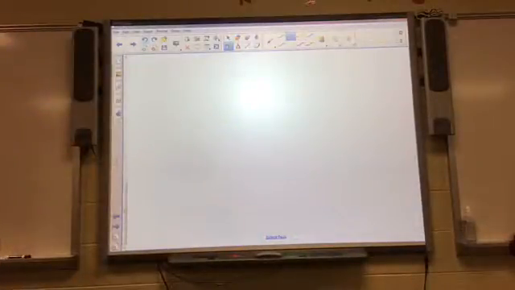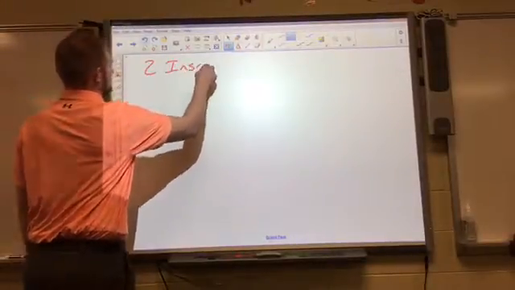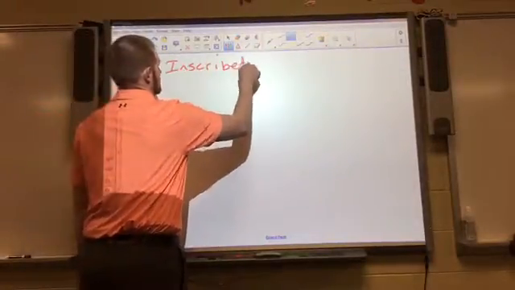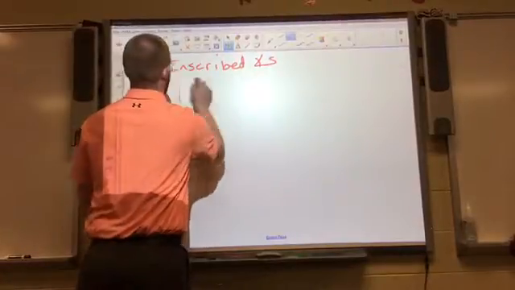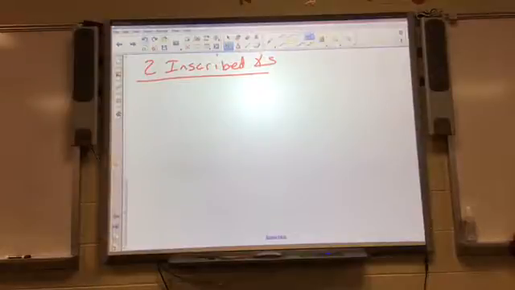This doesn't technically have a name. We've just been calling it two inscribed angles, just so we can pick out when to use this theorem. Now, the names don't really matter again because we're not doing proofs anymore, right? So the names aren't necessarily important.